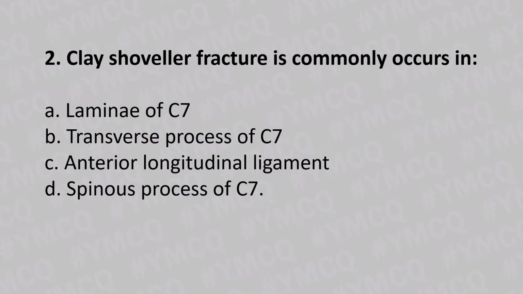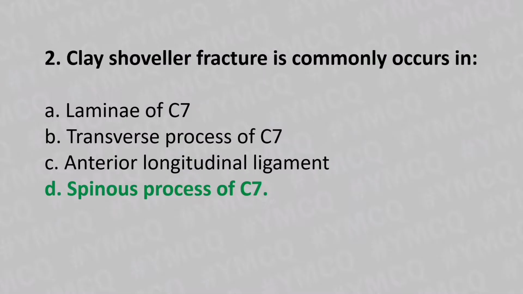Moving to our second question, Clay-Shoveler's fracture is commonly occurring at option A, lamina of the C7, option B, transverse process of the C7, option C, anterior longitudinal ligament, option D, spinous process of the C7. And the answer is option D, spinous process of the C7.